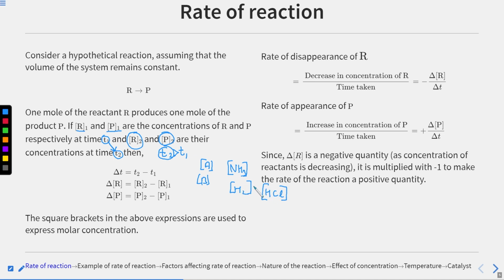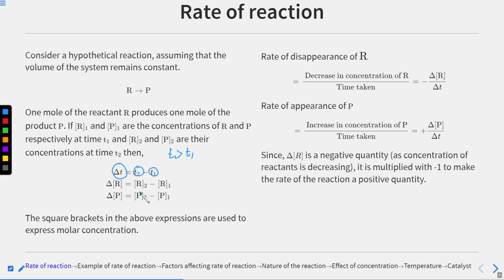Now let us consider the change that has happened as we have moved from time t1 to time t2. First of all, what is the change in time? We have moved from t1 to t2, and we said earlier that t2 is greater than t1. Accordingly, we can write t2 minus t1. Is this clear? Okay. So delta t is equal to t2 minus t1. That is the change in time that has happened.